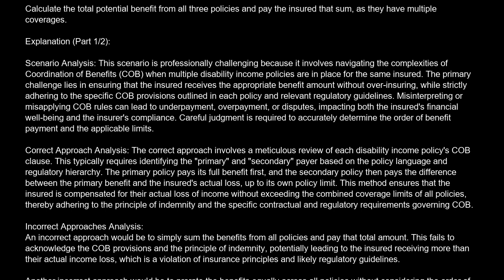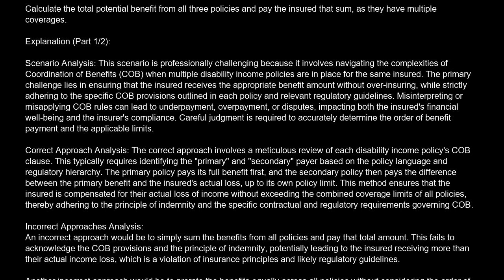Correct approach analysis. The correct approach involves a meticulous review of each disability income policy's COB clause. This typically requires identifying the primary and secondary payer based on the policy language and regulatory hierarchy. The primary policy pays its full benefit first, and the secondary policy then pays the difference between the primary benefit and the insured's actual loss, up to its own policy limit. This method ensures that the insured is compensated for their actual loss of income without exceeding the combined coverage limits of all policies, thereby adhering to the principle of indemnity and the specific contractual and regulatory requirements governing COB.